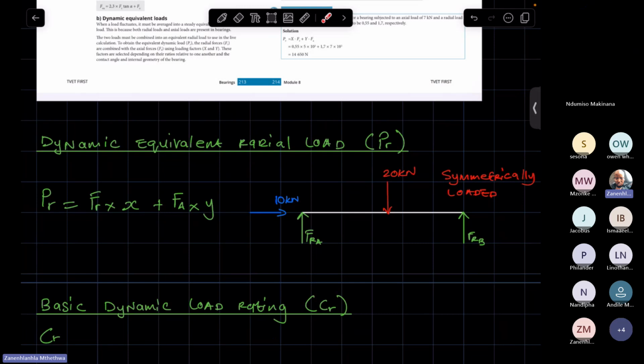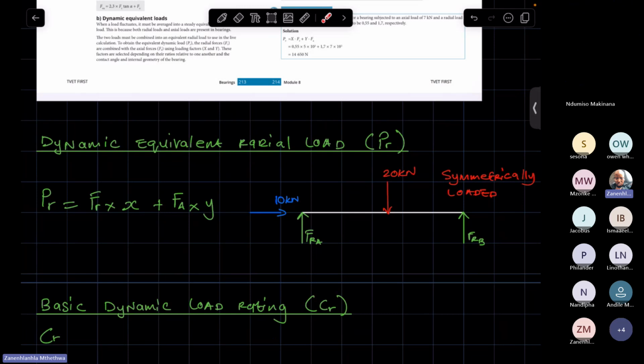Now PR, they say, is like a hypothetical constant load that the bearing is being subjected to, right at the center of the bearing. The way I always try to explain it is by using working strength.